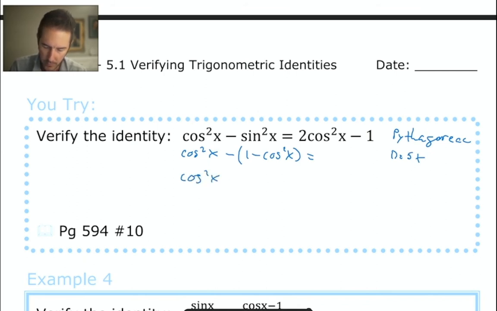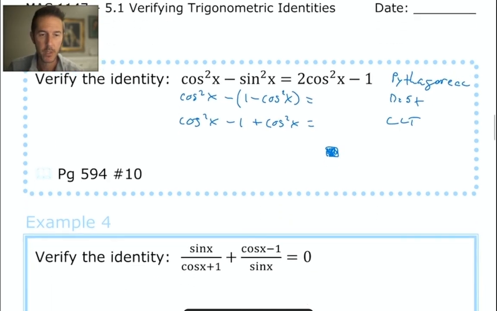So we have cosine squared x minus 1 plus cosine squared x equals, that's it, we're done. Cosine squared plus cosine squared is 2 cosine squared. The minus 1 is the minus 1. We are done. You could combine like terms, I guess, on the right-hand side, but anybody who knows how to do addition and combine like terms can probably see that the left-hand side now equals the right-hand side. So we're in good shape.